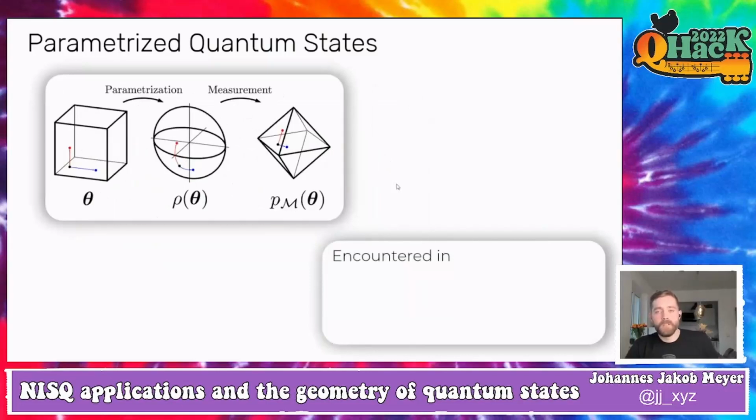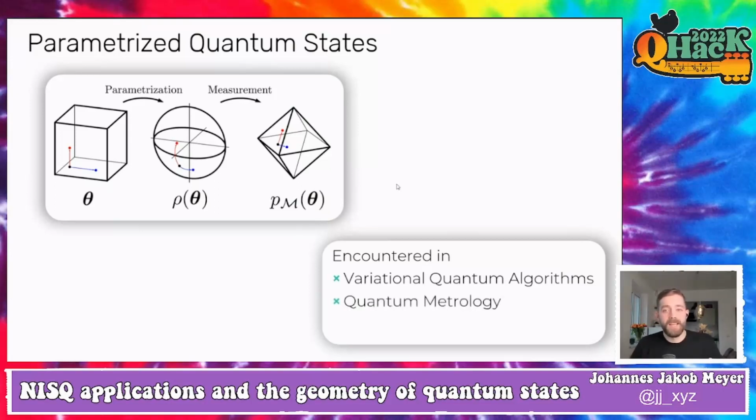Because we encounter them in variational quantum algorithms, where the parameterization is through a quantum circuit. For example, you have the angles of your gates that are the parameters. Or in quantum metrology, where it's an implicit parameterization, where you have an unknown magnetic field, and depending on that value, you see other states if you evolve for a fixed time, for example.